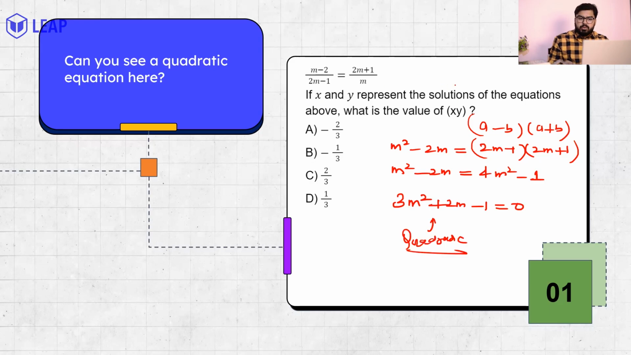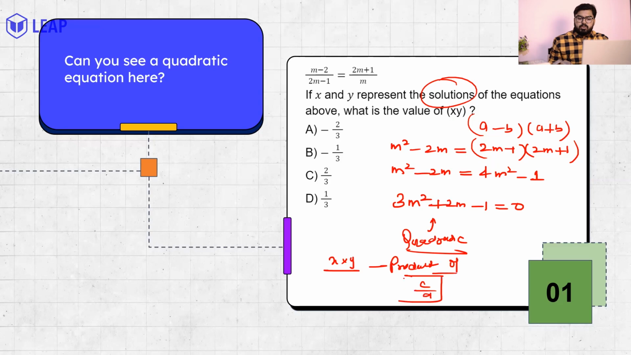X and y are the solution. But do we need to find the individual value of x and y, or do we have to find x into y? We have to find x into y, which means we have to find the product of solution. And what is the product of solution in a quadratic equation? The product of solution is given by c by a, isn't it?